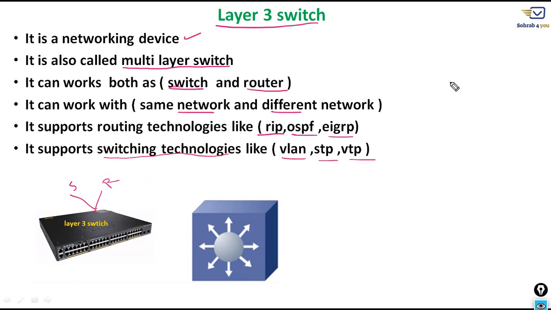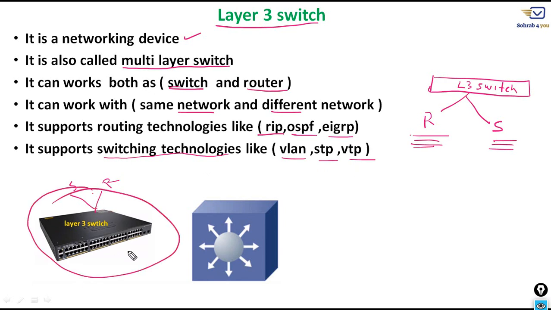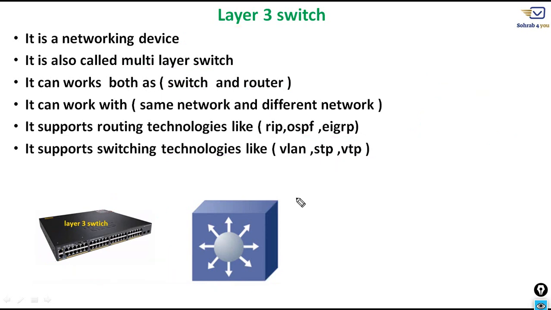So simple guys, a layer 3 switch, or L3 switch, is a device that can work both as a router and as a switch. It supports all the routing technologies and it can also support the switching technologies. Now you can see this is a layer 3 switch, and the icon or symbol is like this.